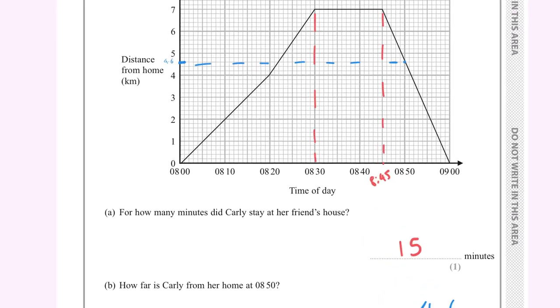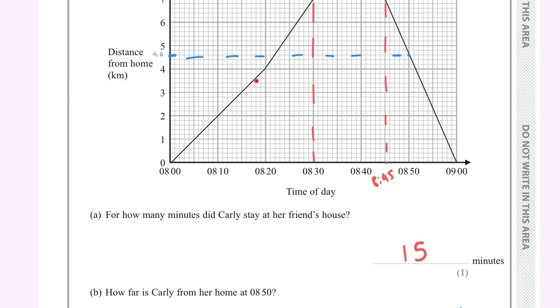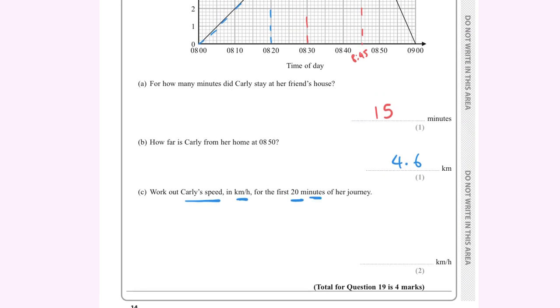And then it says work out Carly's speed in kilometres per hour for the first 20 minutes of her journey. So we're just looking for the first 20 minutes, which is a nice straight upwards journey like that. All we need to use is speed, distance and time. First things first, we've been told it's 20 minutes. Minutes is not ideal. We want this in hours, so we'll come back to that in a second.